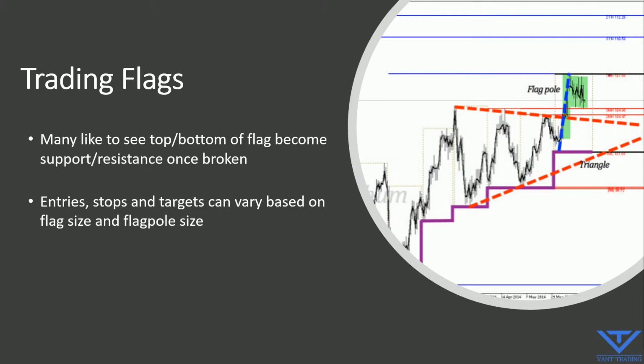What's my stop? What is my target based on the size of the flag, the size of the flagpole? If the stock moved up 5 points over the course of a couple of weeks forming that flagpole, when that stock breaks again, you're not going to buy it and expect to get 100 points. You're not going to buy it and expect to get 20 points in that time frame. It's possible it could happen if there's some kind of news catalyst.